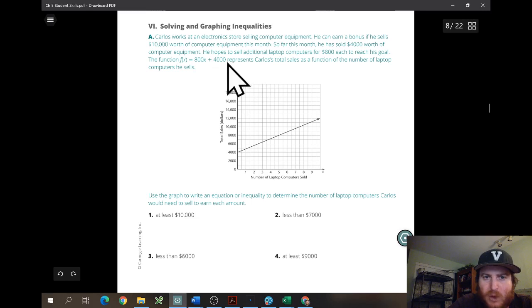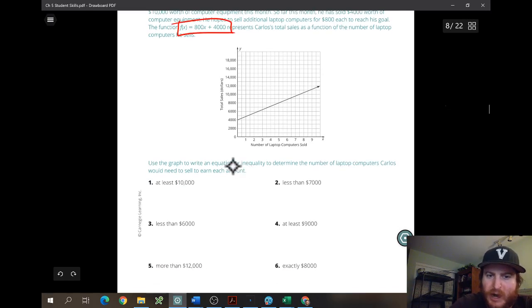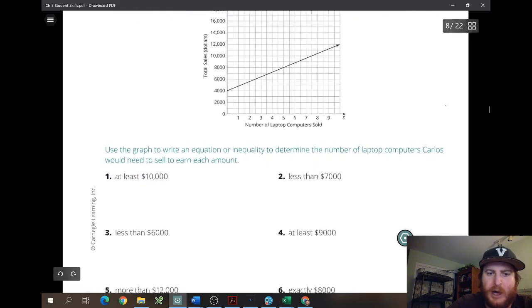So we have this function, 800x plus 4,000. They gave us that function, so box that. That's the function we're using. It says use the graph to write an equation or inequality to determine the answer. You can do it both ways. So at least 10,000, if I went to 10,000.